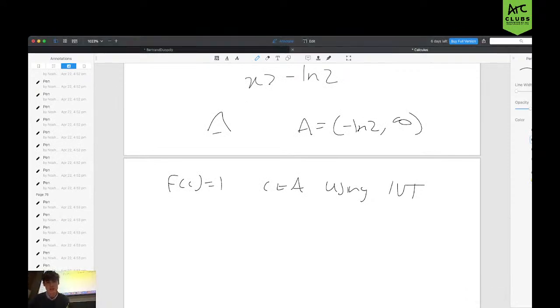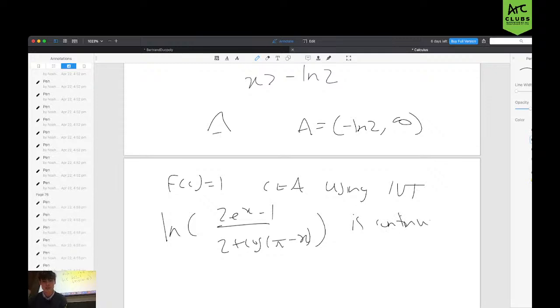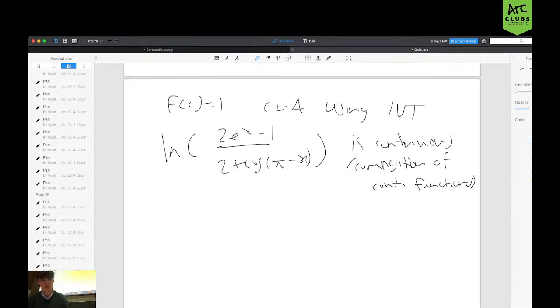wherever x is larger than -ln2, the function is always continuous because what we have is log of 2e to the x minus 1. This is just a composition of continuous functions. So within x larger than -ln2, the function is continuous, because it's a composition of continuous functions. We write composition of functions. Perfect.